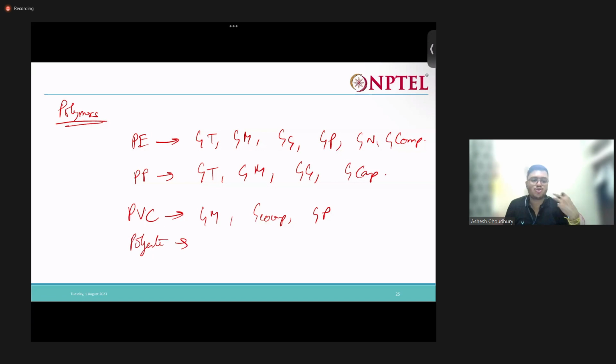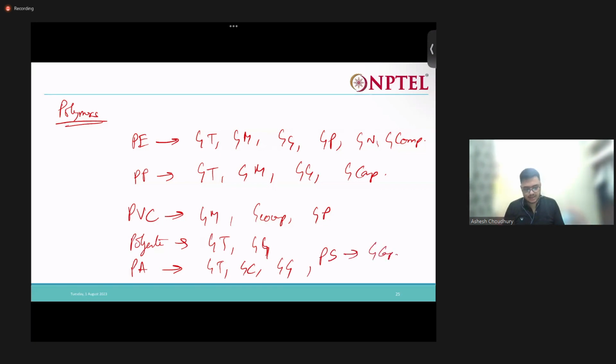Polyester is also used to make clothing, right? Also used to make synthetic textiles. So polyester is used to make geotextiles and geogrids. In that way you can remember little things. Then we have polyamide, PA, that is nylon 66, used for geotextiles, geocomposites, geogrids. Then we have polystyrene. Polystyrene is used for geocomposites and geofoam.